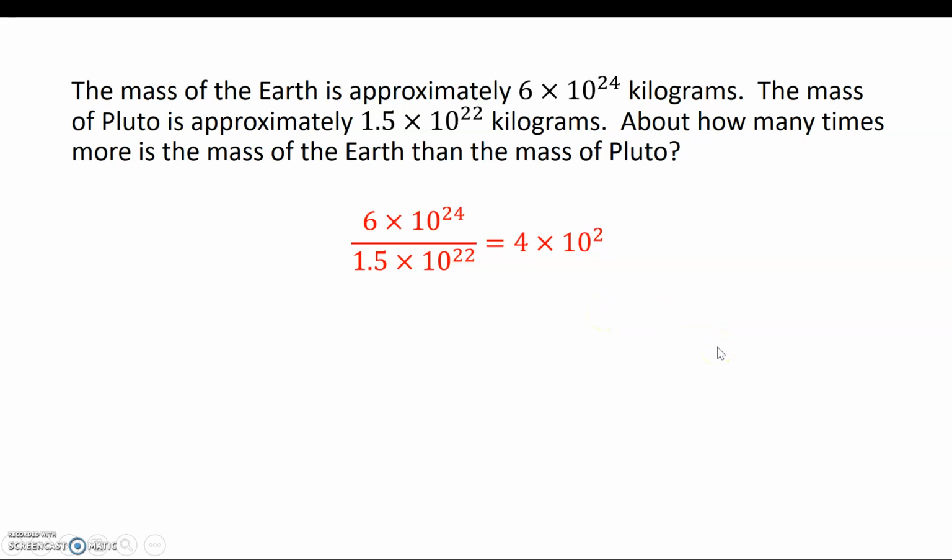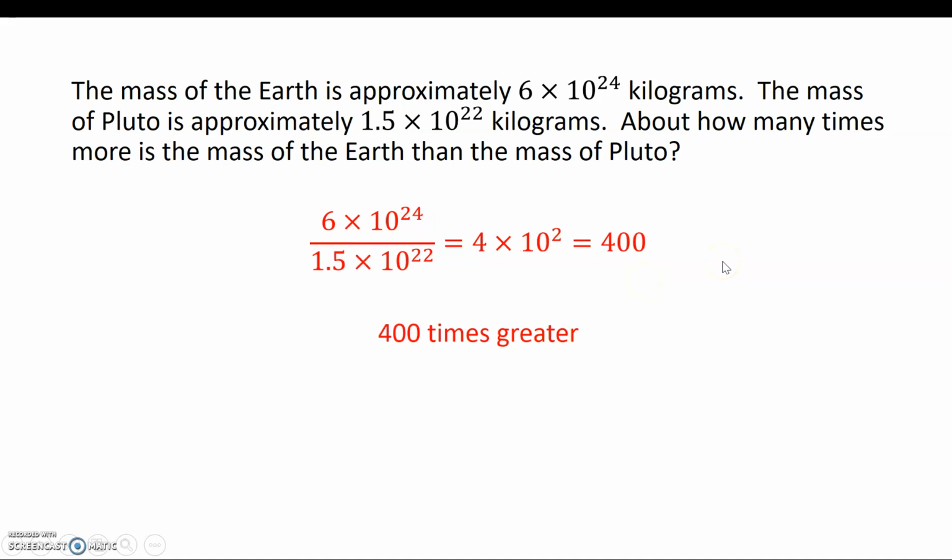So that means the mass of the Earth is about 4 times 10 to the second times greater than the mass of Pluto. Technically, that would be acceptable to put. You also could put that it's 400 times greater, because 4 times 10 to the second is 400. So then we know that the mass of the Earth is about 400 times greater than the mass of Pluto.